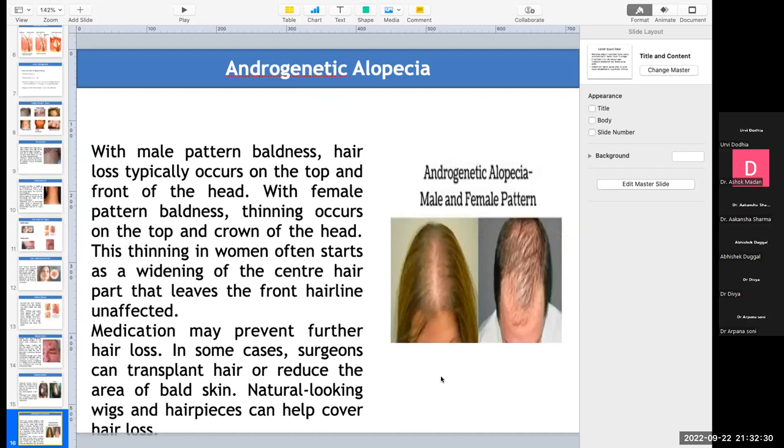Now we come to androgenic alopecia. With male pattern baldness, hair loss typically occurs on the top and front of the head. With female pattern baldness, thinning occurs on the top and crown of the head. This thinning in women often starts as a widening of the center part of the scalp that leaves the front hairline unaffected. Medications may prevent further hair loss. In some cases, surgeons can transplant hair or reduce the area of bald skin. Natural looking wigs and hair pieces can help to cover the hair loss if the patient doesn't want to go for surgical or medical treatment.